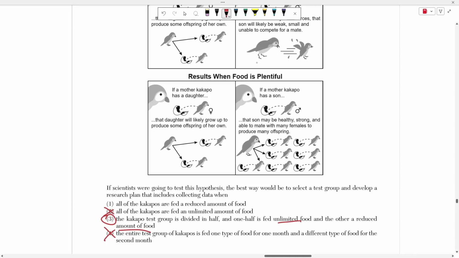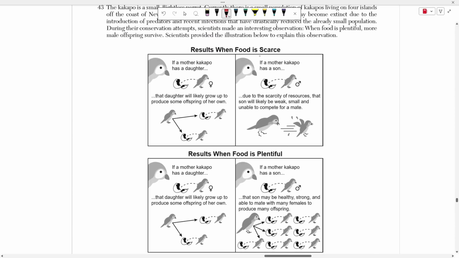1, all of the kakapos are fed a reduced amount of food. The same reason, if I keep feeding them a reduced amount of food, sure, I'm going to see the effects of a reduced amount of food, but I'm not going to be able to compare it to when food is plentiful. So yeah, I can say that, when food is scarce, there's not a lot of males that survive, but when food is plentiful, I won't be able to make any assumptions about that because I didn't test for that. So the best type of experiment here is going to be one that tests for this situation up here and this situation up here as well.